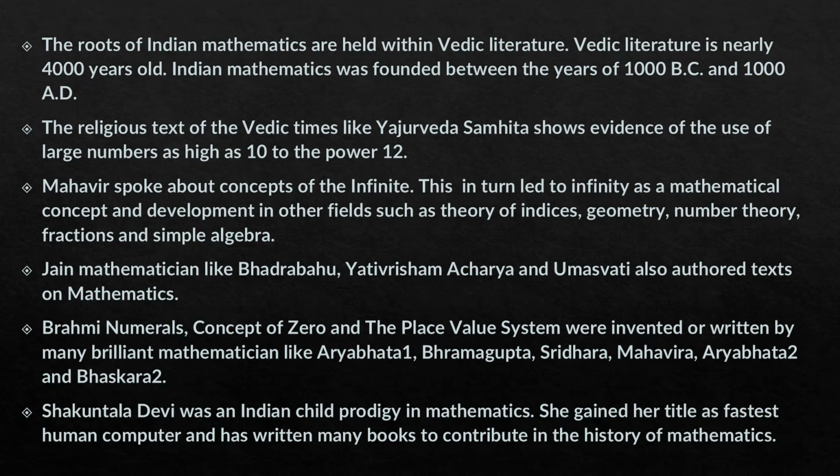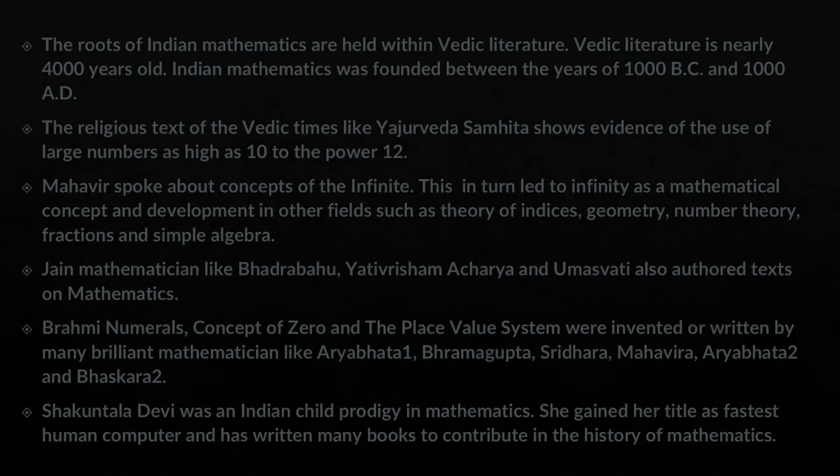Shakuntala Devi was an Indian child prodigy in mathematics. She gained a title as fastest human computer and has written many books to contribute in history of mathematics.